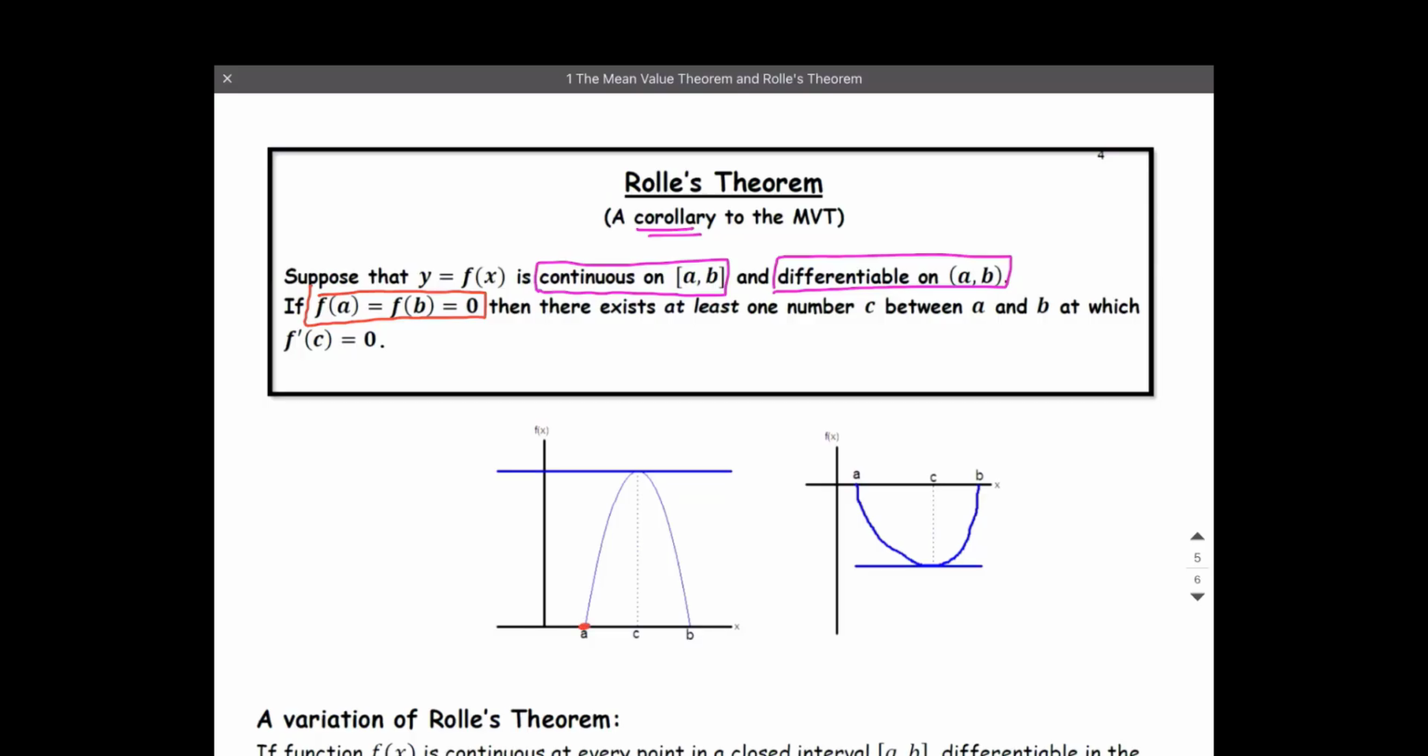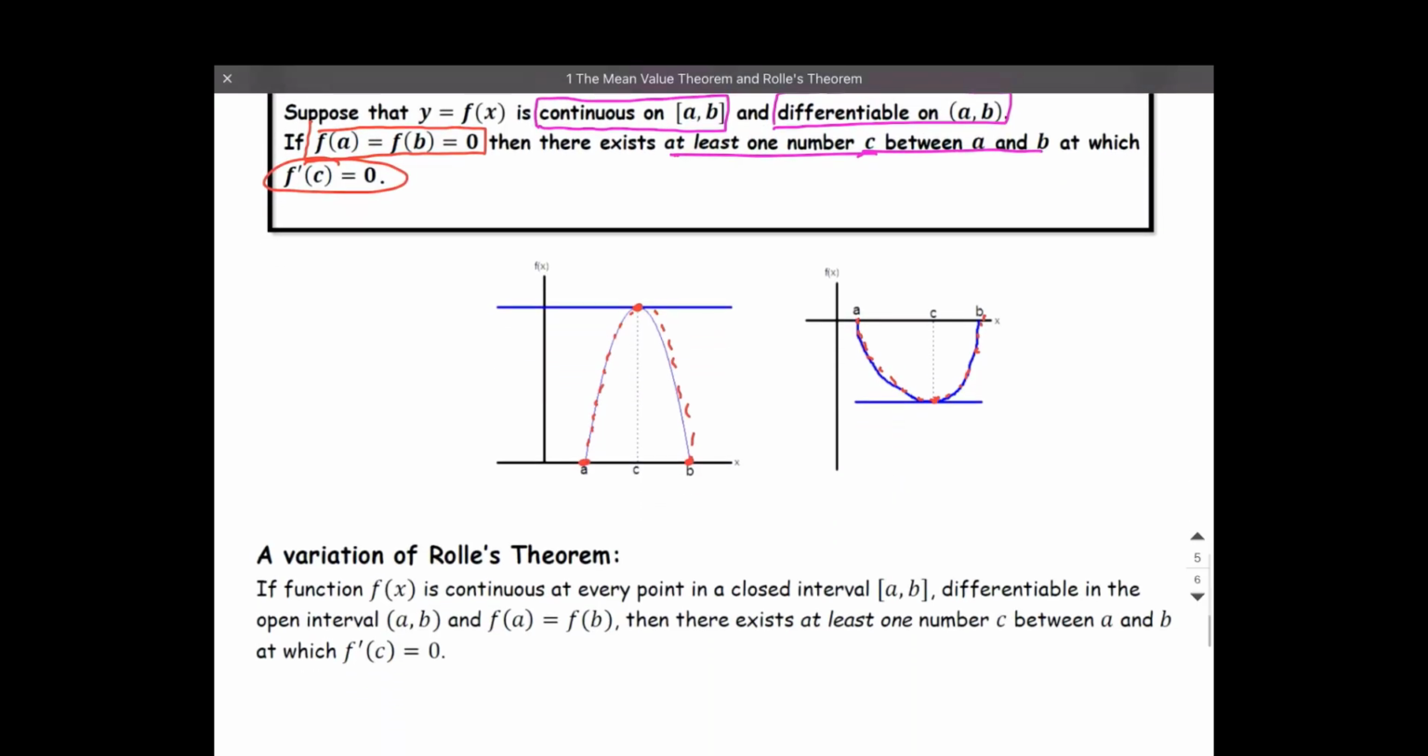So your f of A is here on the x-axis, f of B is on the x-axis, they both have a height of 0, then there exists at least one number c, just like in the mean value theorem, between A and B, at which this time the derivative has to be 0. And the reason is because this graph has to either go up and then come back down to 0, so it has to have a maximum, or it has to go down and then come back up, so it would have to have a minimum. So if the function values are both 0, there has to be a turning point somewhere, which means there's a horizontal tangent line.